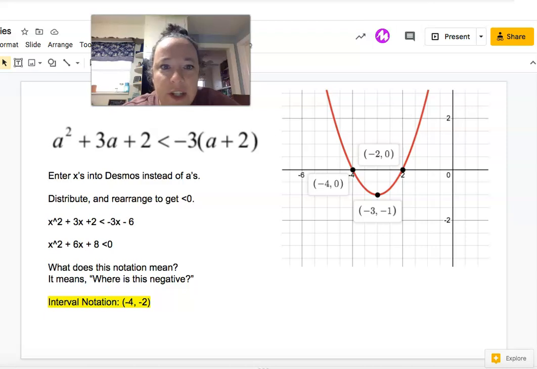All right, so this one's just an example I want to do with you. We've got a's instead of x's, that's okay. Just where the a's are, enter x's into Desmos. So you're going to have to distribute and rearrange to get a less than 0. So here's my distribution step.